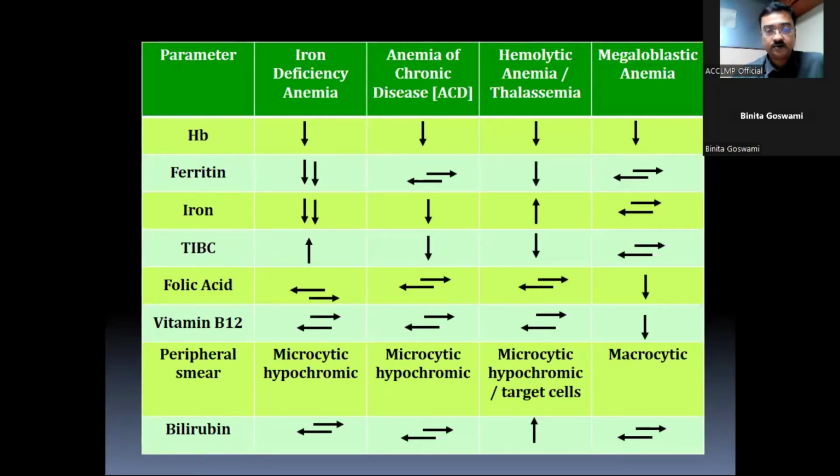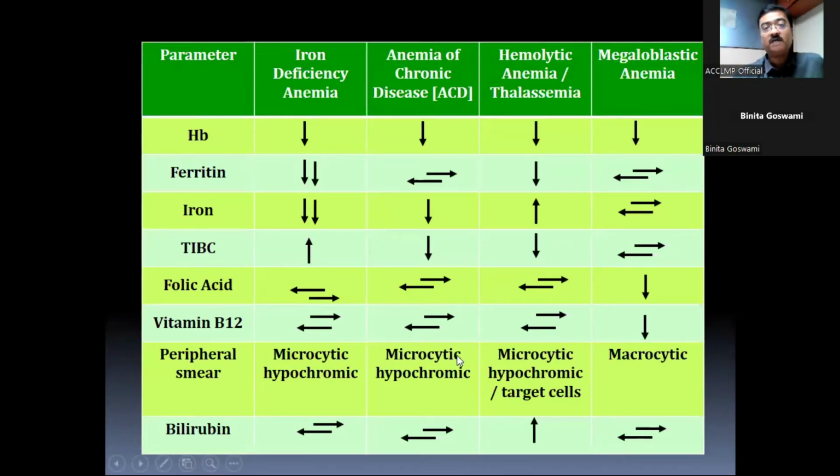So therefore, you will find that in iron deficiency anemia, you will get low hemoglobin, very low ferritin, very low iron, and naturally, if iron is low, your appetite for iron is high. So total iron binding capacity, or TIBC, will be high, and folic acid, vitamin B12 may be so-so. Peripheral smear will show microcytic hypochromic anemia.